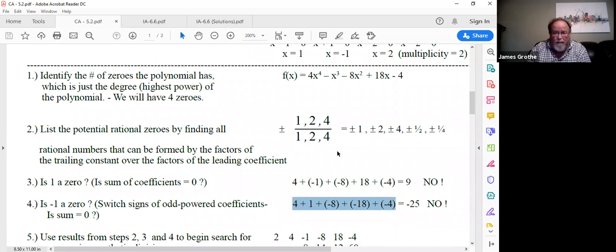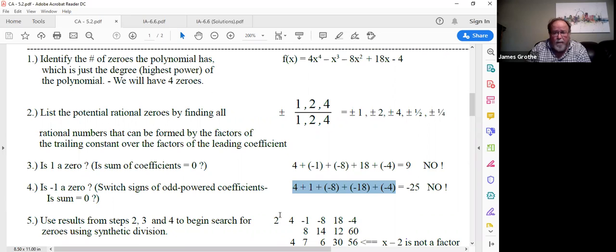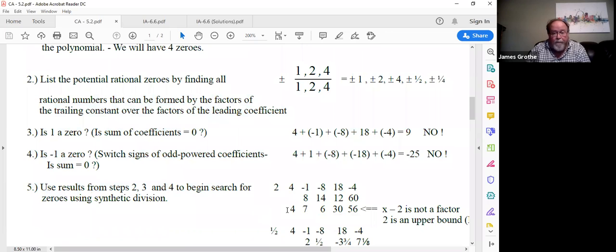So with the ones out of the running, the first number I tried here was 2. It's about the simplest number I could try of the remaining suspects here. So I plugged 2 in. Using synthetic division, 4 comes down. I multiplied by 2 and got 8. Negative 1 and 8 gave me 7. I multiplied 7 by 2 and got 14.